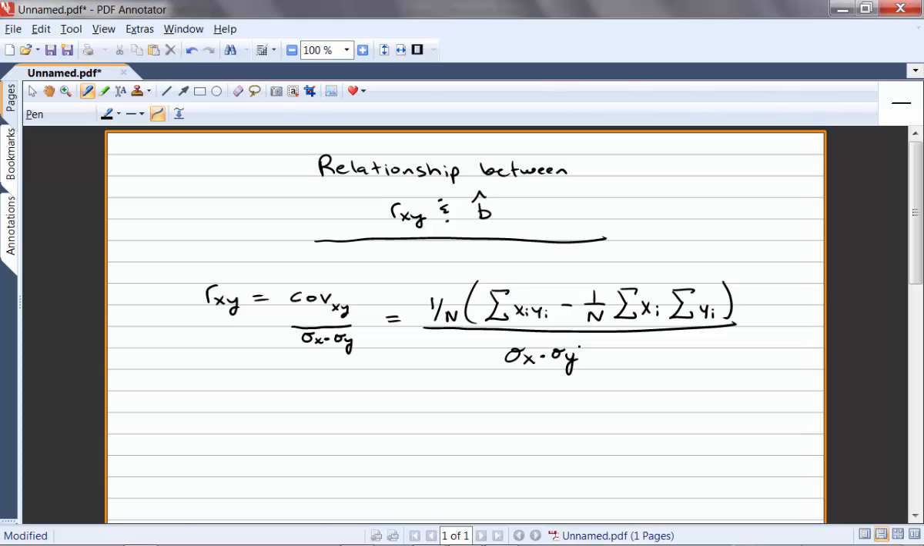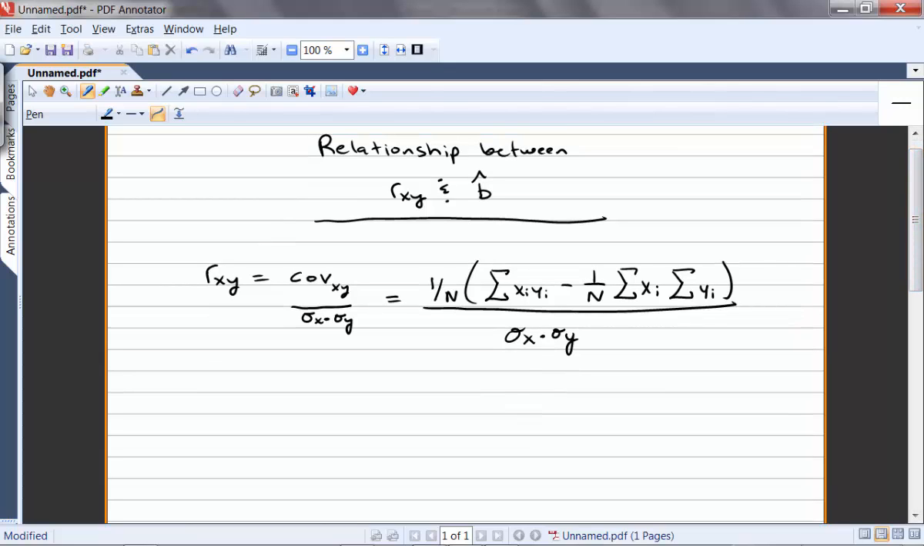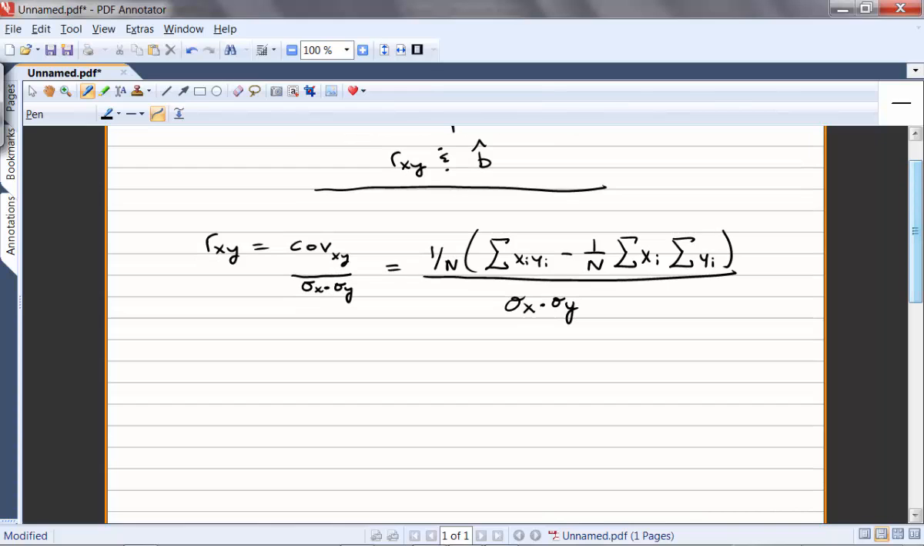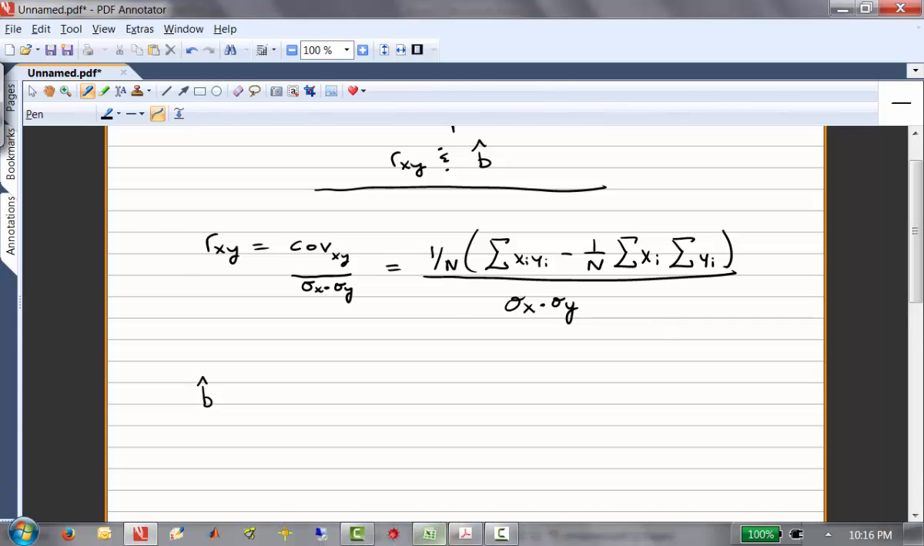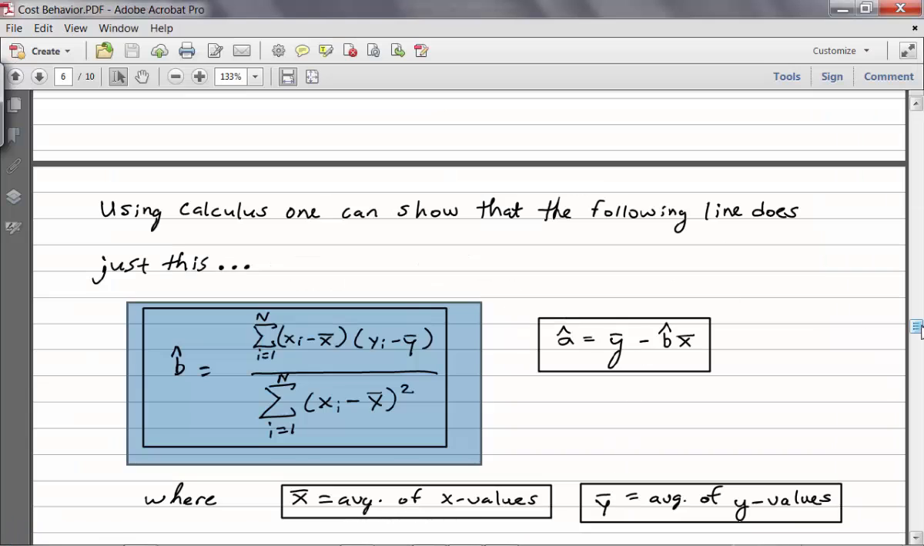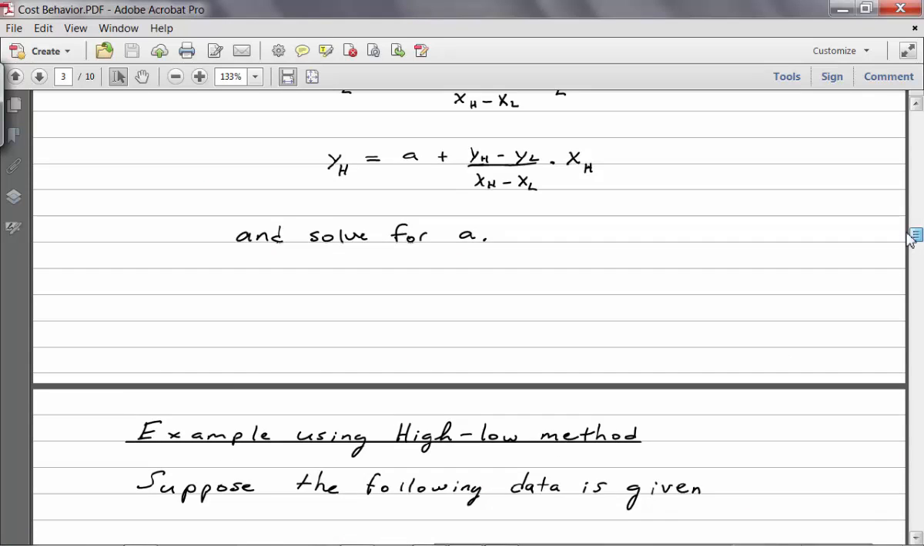Now, it turns out that there is a relationship between r and b hat, and most students get confused about the distinction between correlation and the slope of the regression line. Now, b hat, if you recall from the lecture notes, let's go back and do a brief overview.